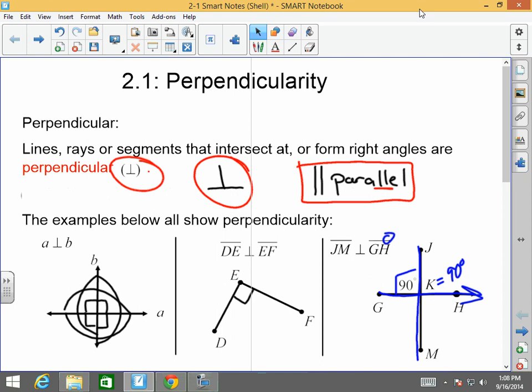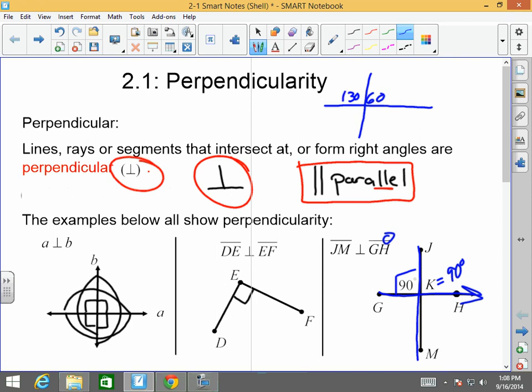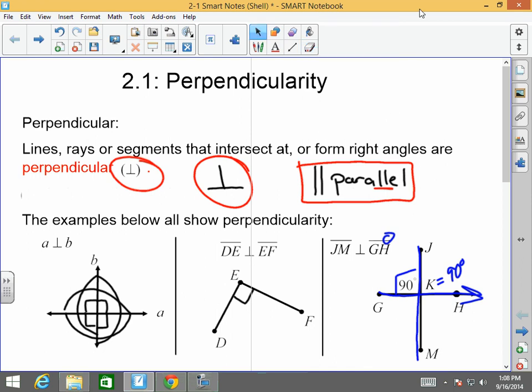We can't assume that they're perpendicular, because if I just draw it like this, how do I know that that's not 60 and that's not 30, or 130 or 150? You cannot assume angles. Go back to chapter 1 and watch the video on what you can assume. You cannot assume right angles. You have to prove it, or it has to be given to you.